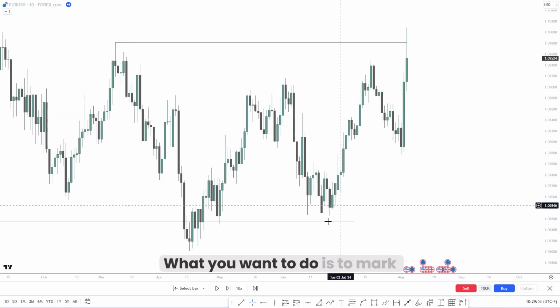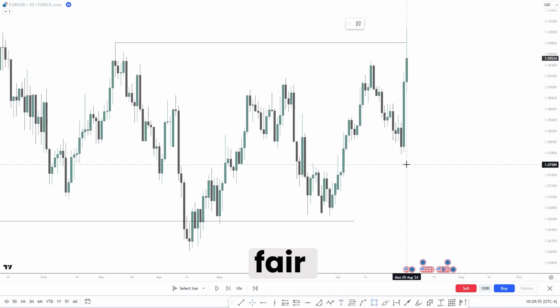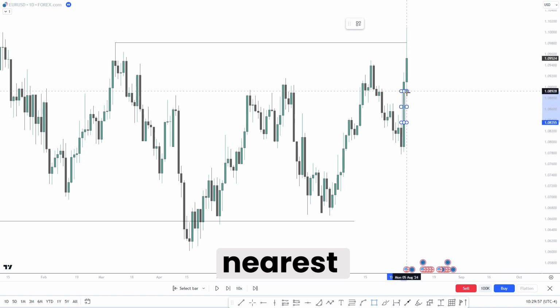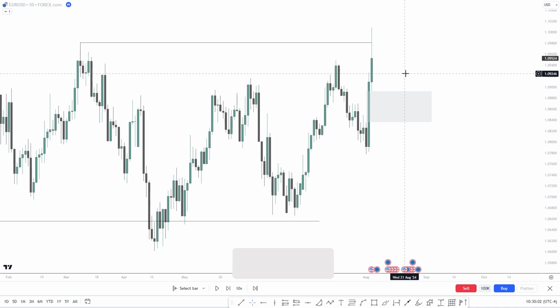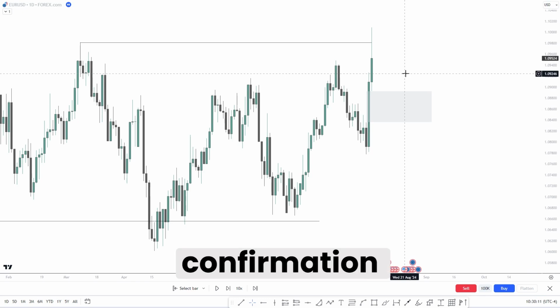What you want to do is to mark out the nearest fair value gap. So this is the nearest fair value gap, right? We can clearly see that. Now, once the price takes out this high, it doesn't mean that now we are going to aim towards this fair value gap. We have to go to the low time frame and then we will see confirmation there.